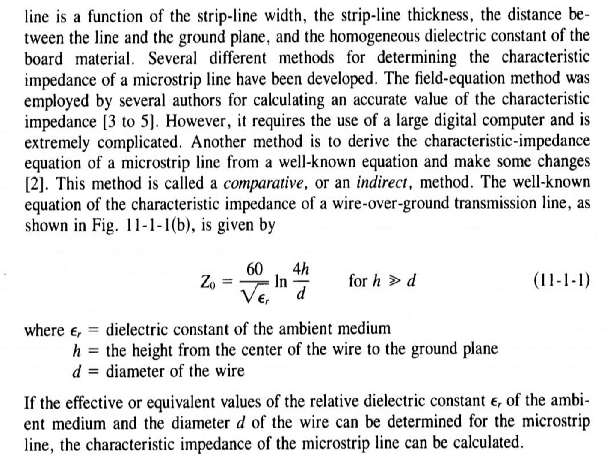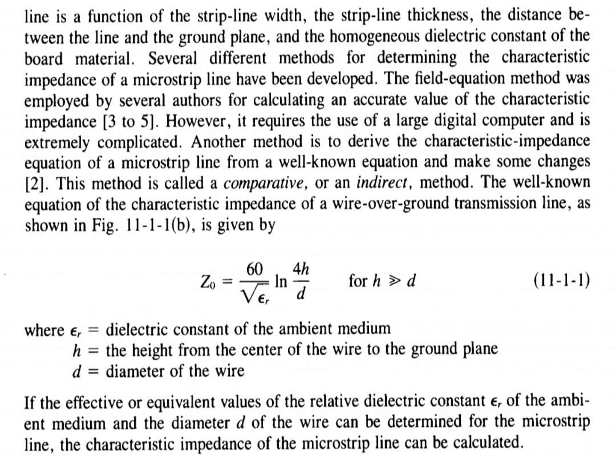The characteristic impedance of a microstrip line is a function of the strip line width, the strip line thickness, the distance between the line and the ground plane, and the homogeneous dielectric constant of the board material. Several different methods for determining the characteristic impedance of a microstrip line have been developed. The field equation method was employed by several authors for calculating an accurate value for the characteristic impedance. However, it requires the use of a large digital computer and is extremely complicated.